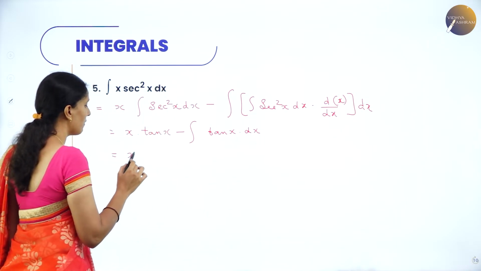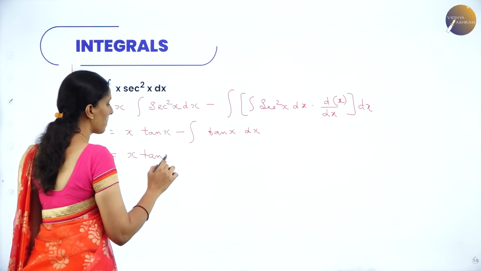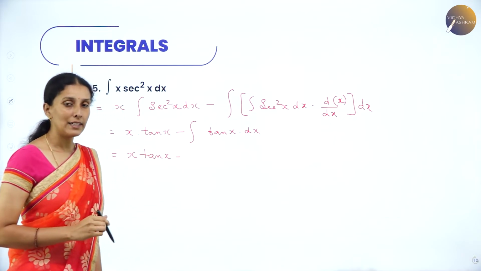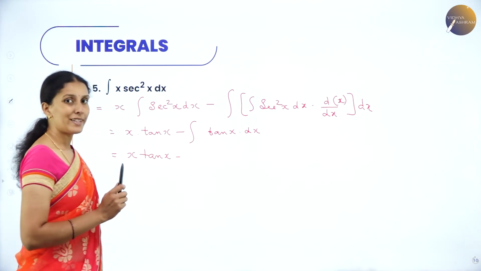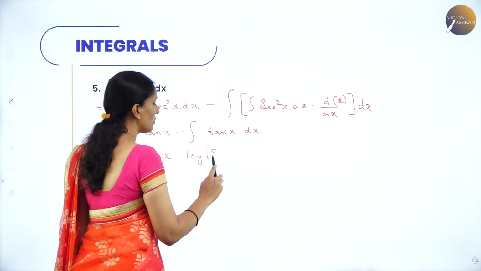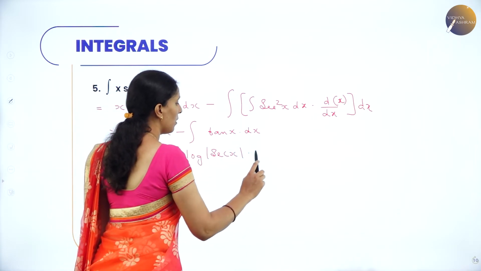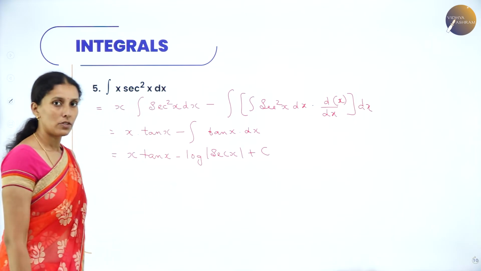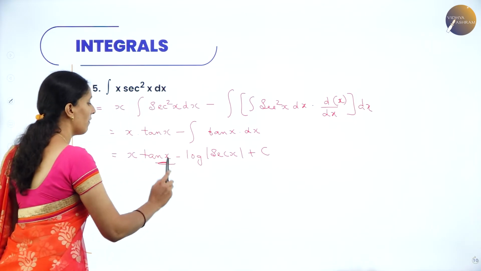Now again we have x tan x minus, what is the integral of tan x? It is log of modulus of secant x plus c. So this is the integral value.